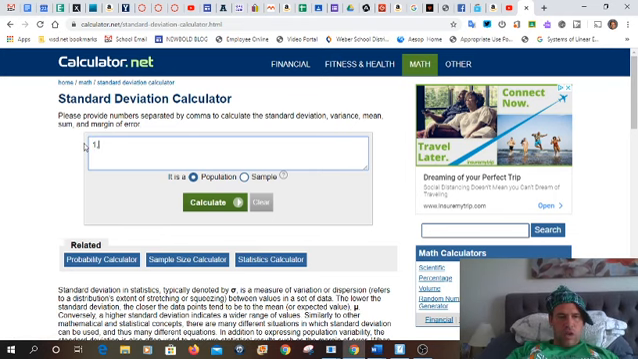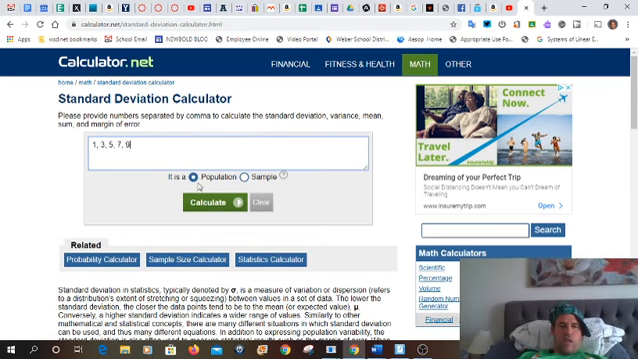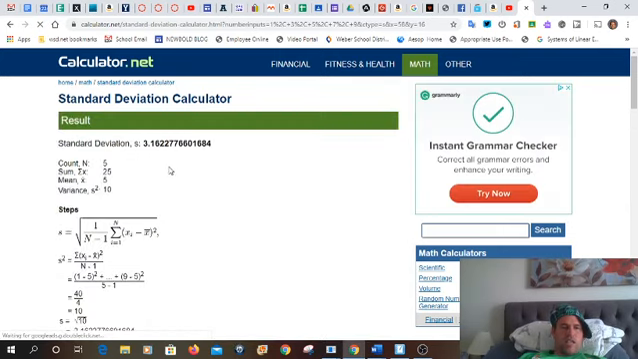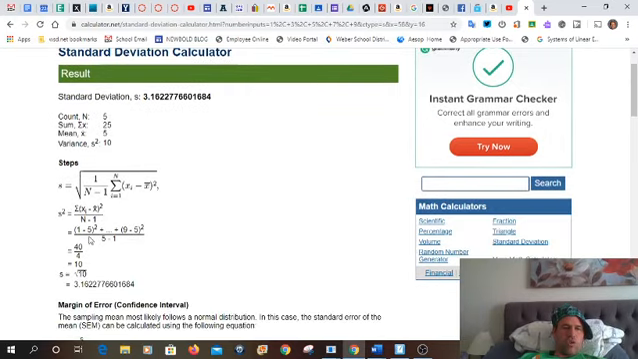So 1, comma, space 3, comma, space 5, comma, space 7, comma, space 9. And it's just a sample. Then we go ahead and do calculate, and it tells us 3.16227, and so on. It shows you all the steps, how to do it, like I just showed you. And then we get that the square root of 10 is 3.1622.